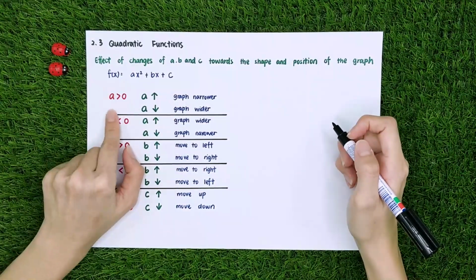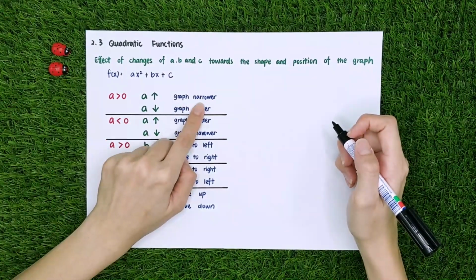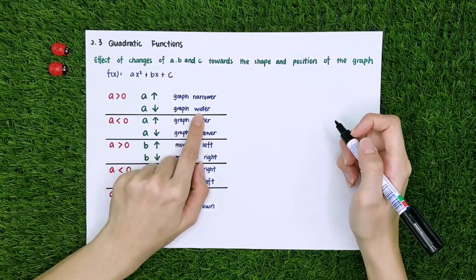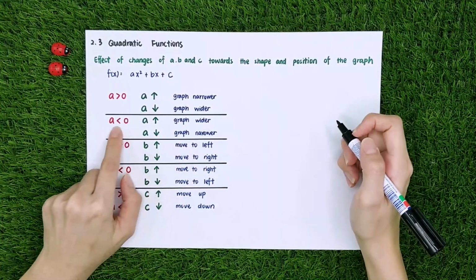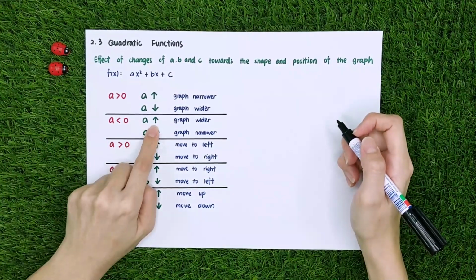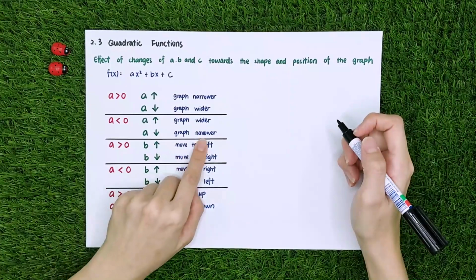When the coefficient a is greater than 0, as the value of a increases, the graph will become narrower. When the value of a decreases, the graph will become wider. In another case, when coefficient a is smaller than 0, when a increases, the graph will be wider. If a decreases, the graph will be narrower.